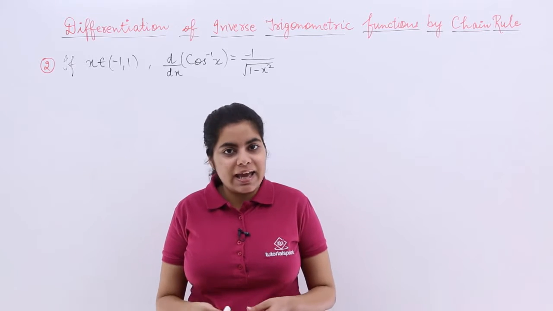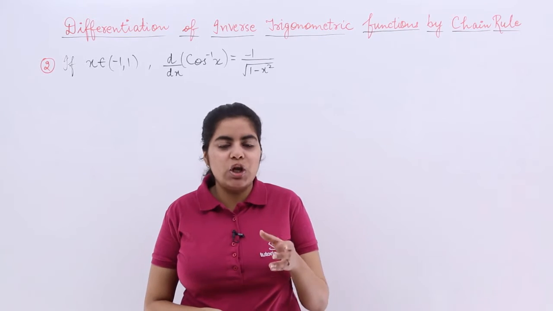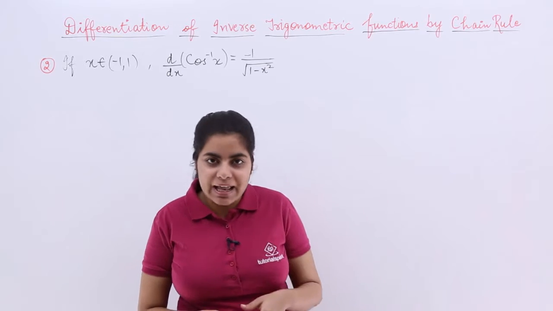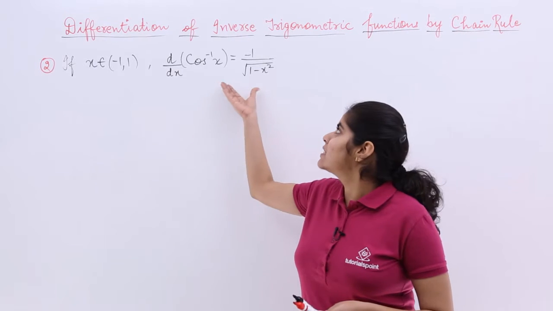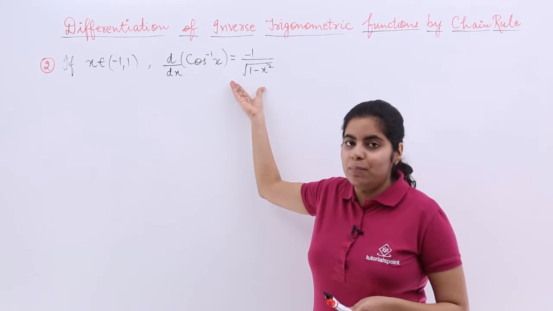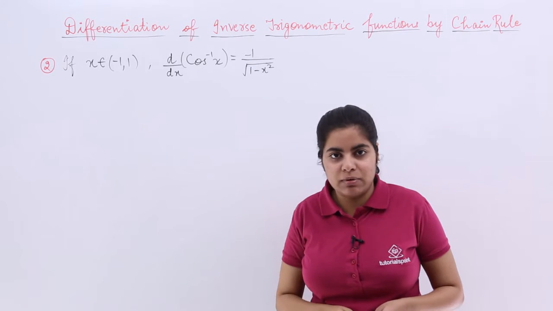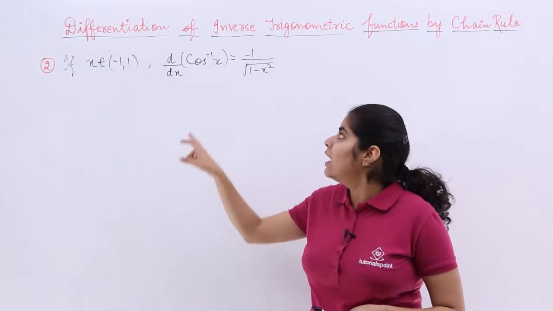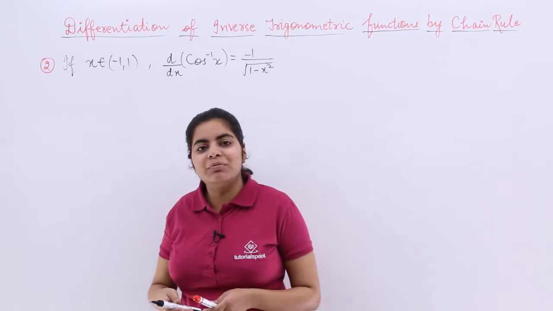It says that again, if x belongs to the interval -1 to 1, the derivative of cos inverse x is given by -1 upon under root 1 minus x square. Only a minor change in the formula. Here it is not +1, rather -1.